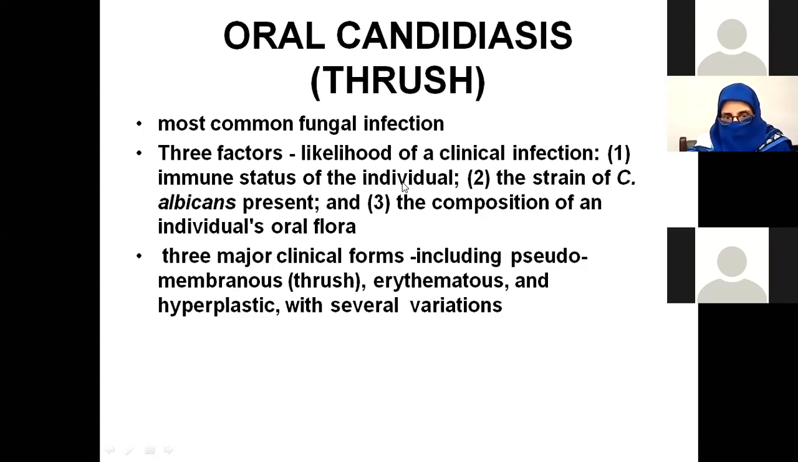So immune status of the patient. Once the patient is immunocompromised, he has developed cancer, he has taken broad spectrum antibiotics, जैसे उसके नॉर्मल oral flora को चेंज किया, so he can develop candidiasis, and then there are particular strains called candida albicans which can cause it, and then composition of individual oral flora. Three major clinical forms होती हैं. Out of this, the most common is pseudomembranous or thrush, other one is erythematous, and the third one is hyperplastic.